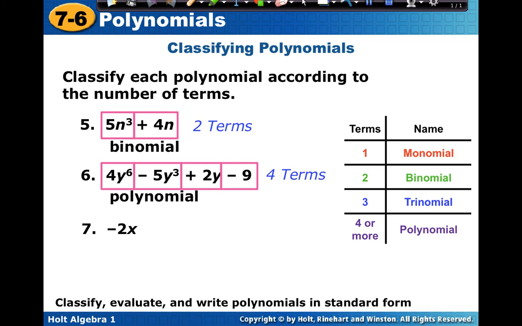All right, make sure you have number 7 written. It's just negative 2x. Negative 2x is just one term because there is no adding or subtracting going on here between the 2 and the x, so it is just one term, and if it's only one term, it is called a monomial. So make sure you have monomial written down for number 7.